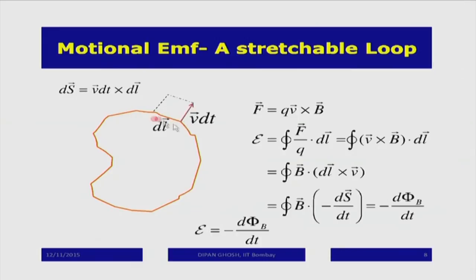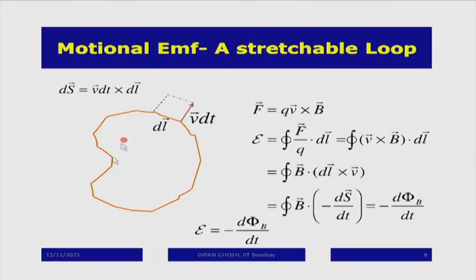Now, let me take a small piece here, the length is dl along the tangent, and let us suppose I am pulling it outward with a constant velocity v. Therefore, the change in area is v dt, the length by which it is stretched, times dl. So my ds, because I know ds has a direction, is along v dt cross dl, and I know that the direction of an area is always perpendicular to it. So, v dt cross dl is the direction of my ds, all right.